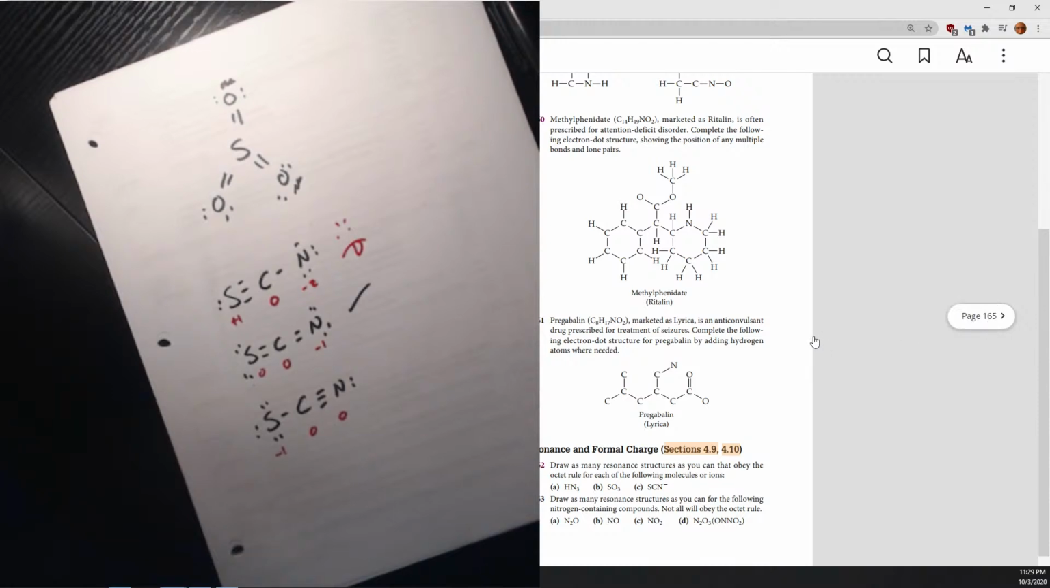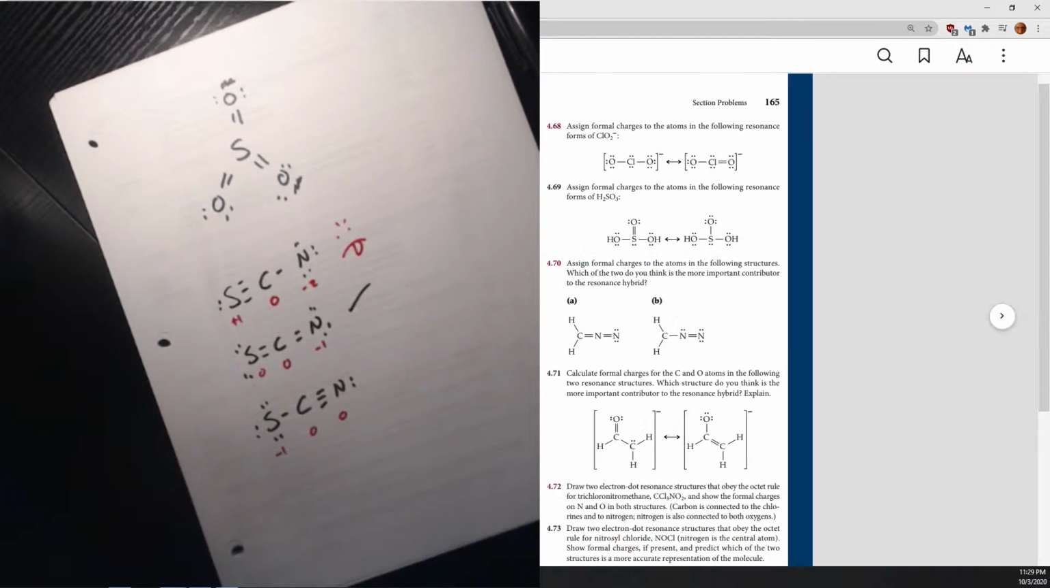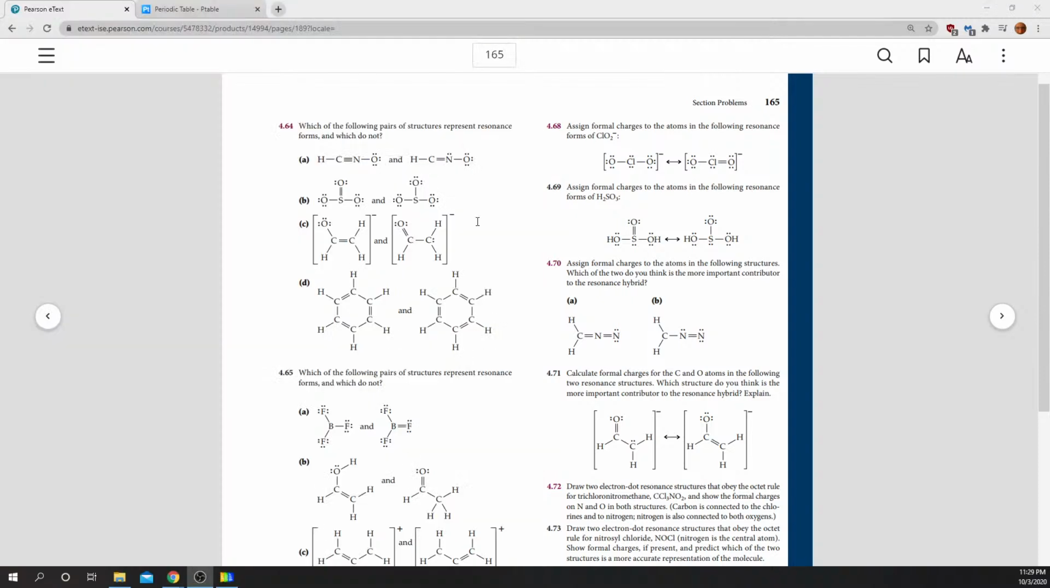All right. I believe we're going straight through to 70. So 64. Which of the following pairs of structures represents resonance forms and which do not? Let me go ahead and get rid of this. HCN and O.